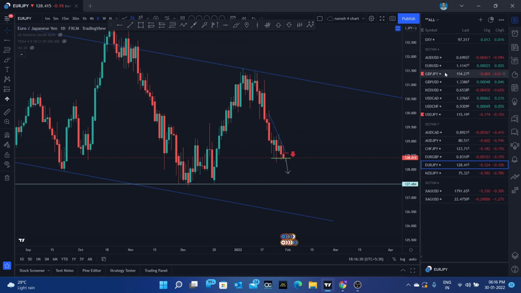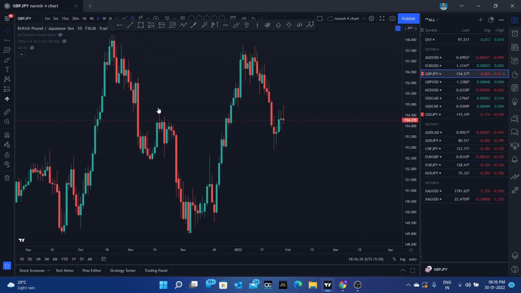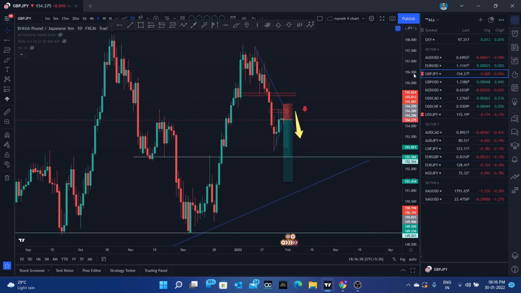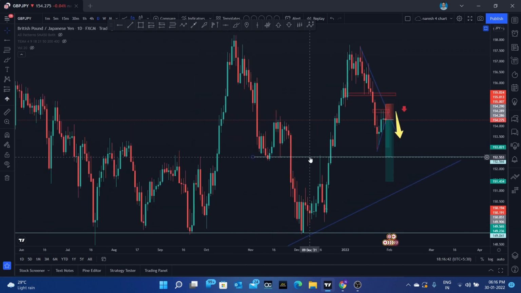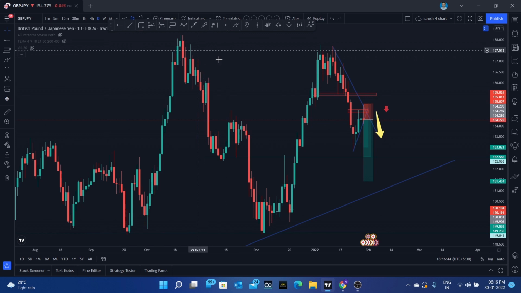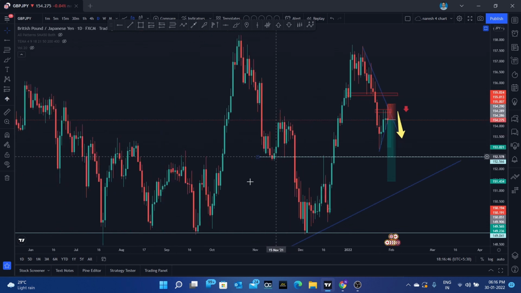So now we have finished AUD and the European currencies. Let's go for pound, guys. In this it tried to break this level, but it wasn't able to do that. It lost momentum and it is breaking down, and right now it is in downtrend.